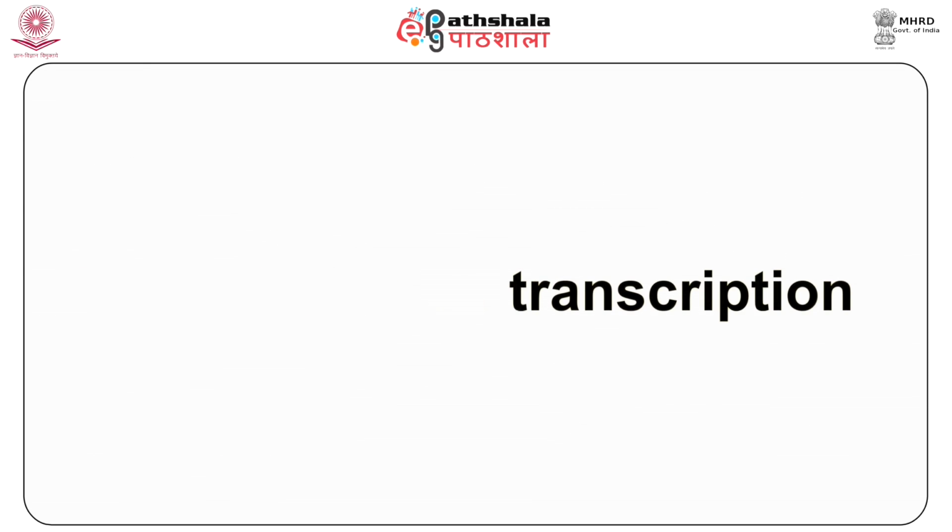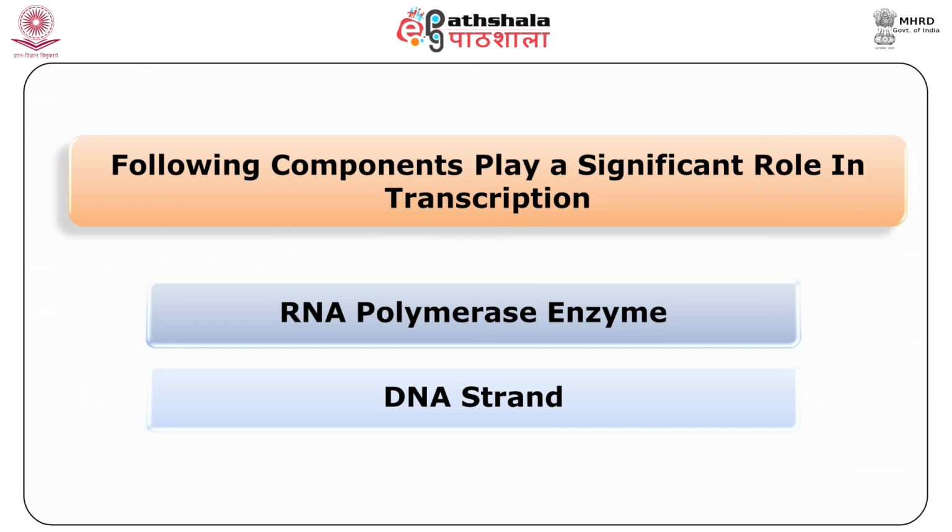Ingredients for transcription. The following components play a significant role in transcription. First is RNA polymerase enzyme. It was discovered by Charles Loe, Audrey Stevens, and Jerard Hurwitz in 1960. It is an enzyme useful for creating RNA chains using DNA as a template. And second is DNA strand.